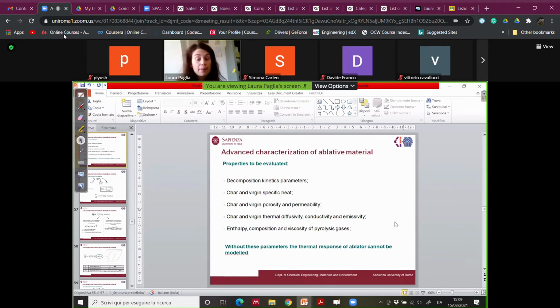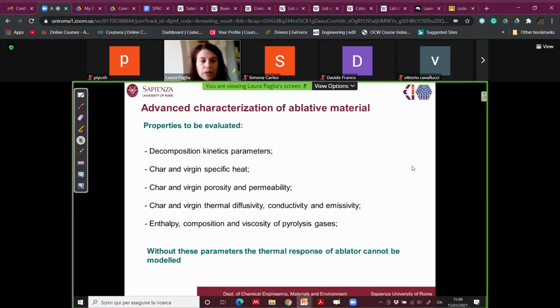About ablative materials, and in particular, we will continue speaking about how we can characterize an ablative material. Okay, during the last lesson, we saw together the application of ablative materials and also some methods of characterization. Now, we start looking at these important points.